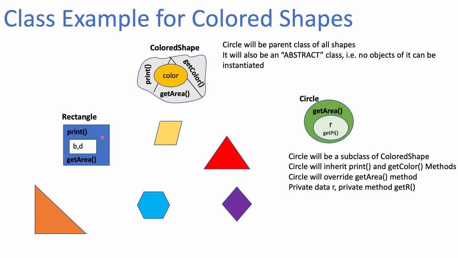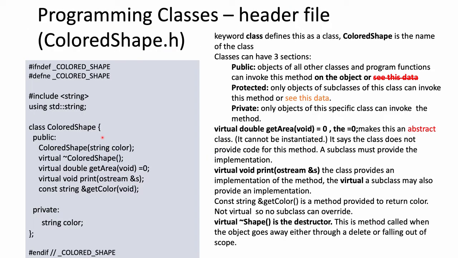So now let's look at the header file for the colored shape. As typical in a header file, we want the ifndef, define, endif. There should be an i in define. This stops circular inclusions, which would cause the compiler to go into an infinite loop. We're going to include the string file, and we're going to include the statement using std::string. What this does is prevent us from having to write std::string everywhere we see a string.